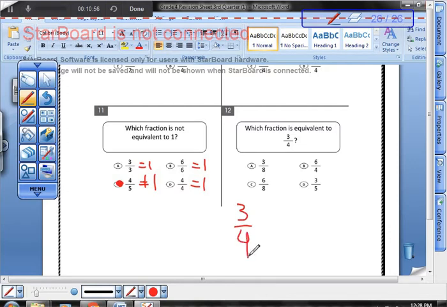Okay. So to get an equivalent fraction, we can multiply up and down by the same number. Let's multiply by 2, for example. If we multiply by 2, 3 times 2 equals 6, and 4 times 2 equals 8. Do we have 6 out of 8? Yes. So this is the answer.